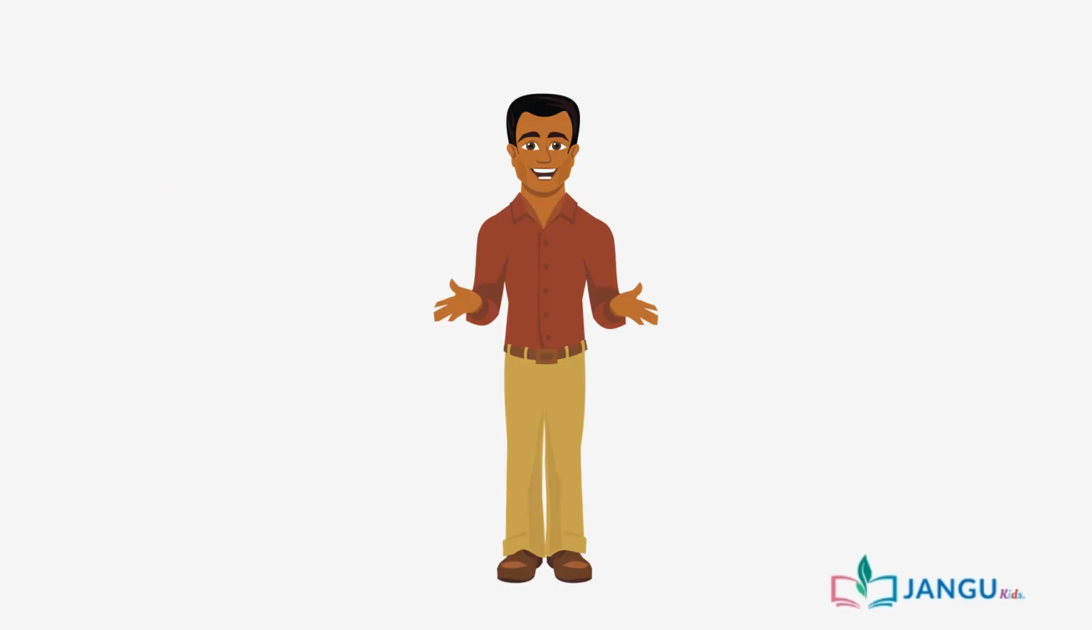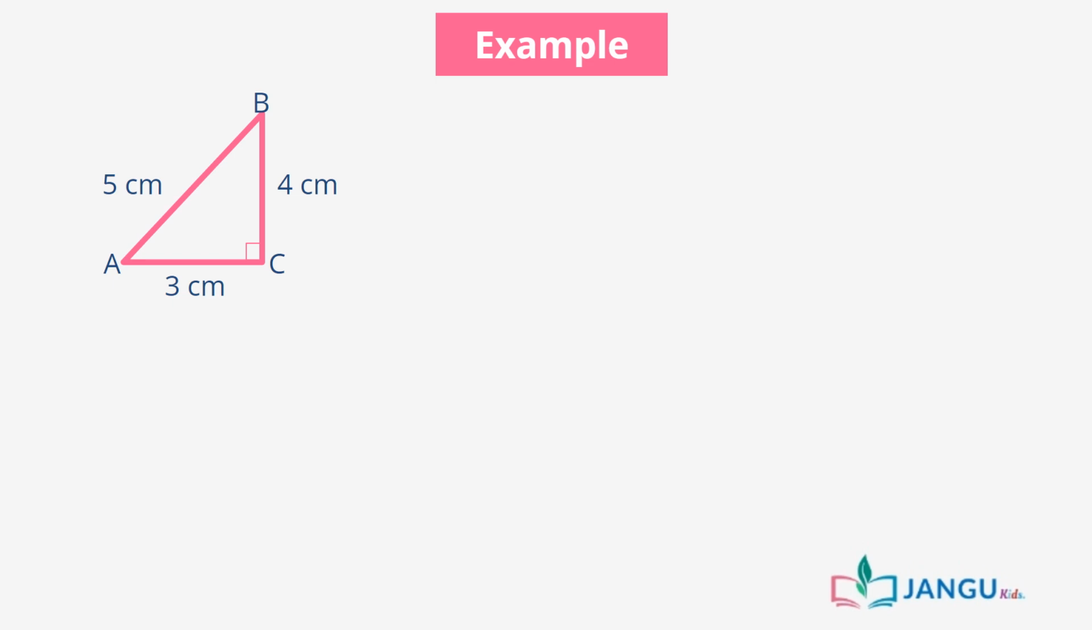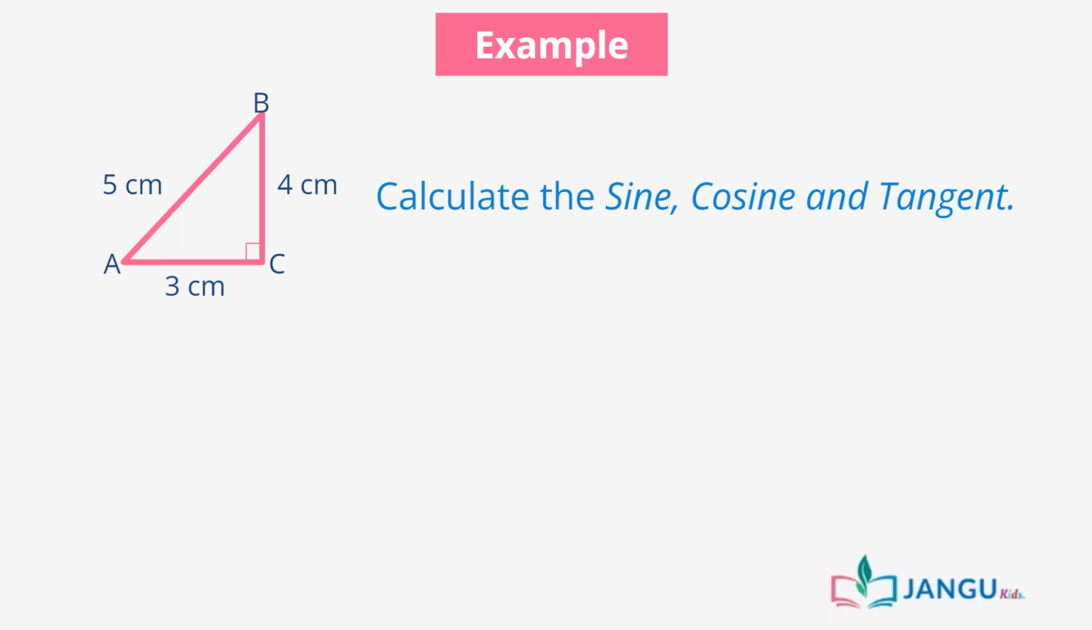Let's solve one example using trigonometric ratios. The right-angled triangle on your screen shows the length of each side. Hypotenuse AB is equal to 5 centimeters. Perpendicular BC is equal to 4 centimeters. And base AC is equal to 3 centimeters. Calculate the sine, cosine, and tangent.